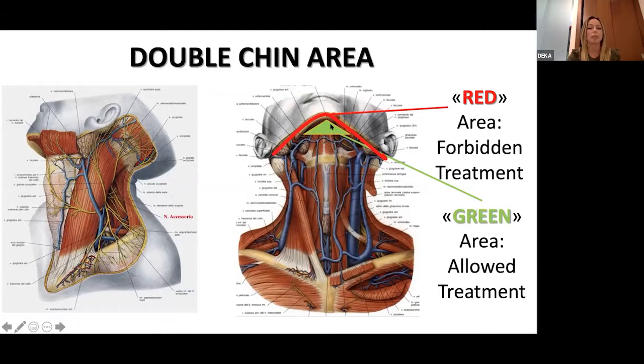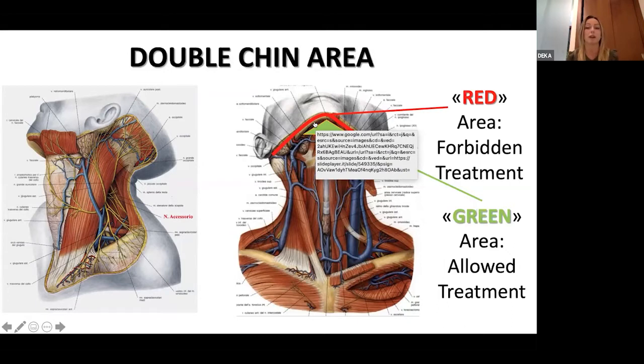It is completely recommended not to pass over this red line, where glands, lymphatic glands and vessels are. So please avoid treating all this area. For this reason, I repeat again that it's strongly recommended to use the shallow handpiece, because you see that the area is very small.